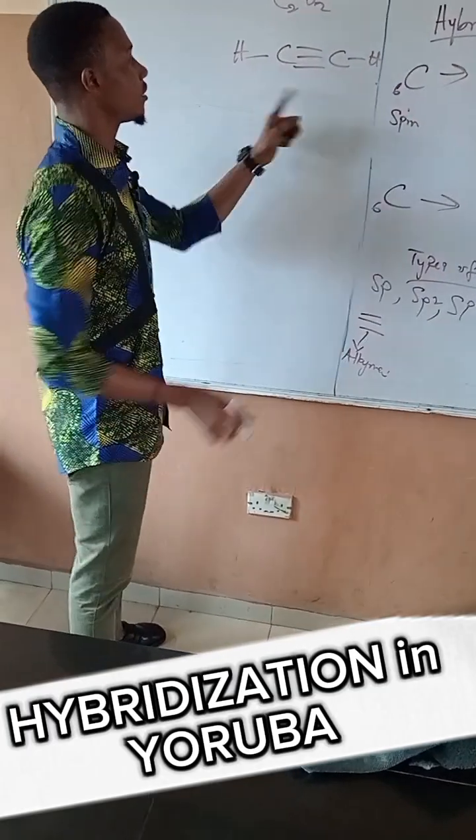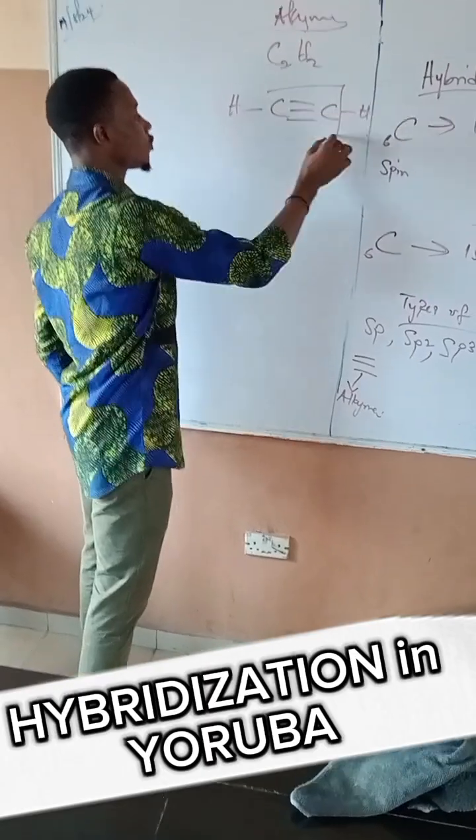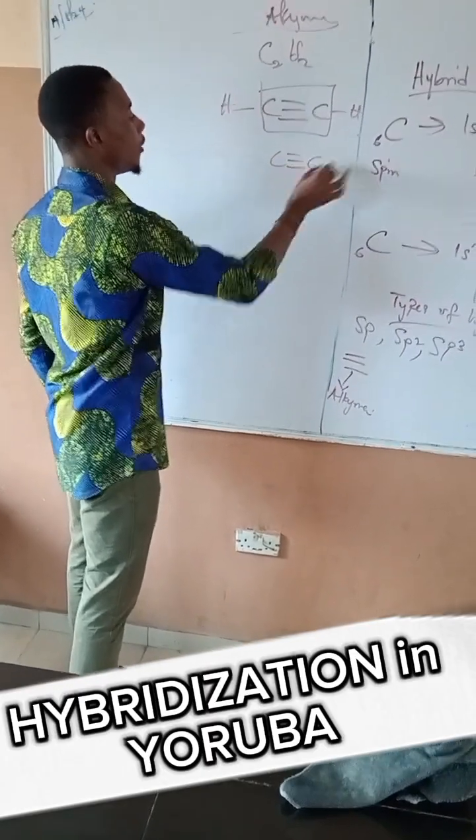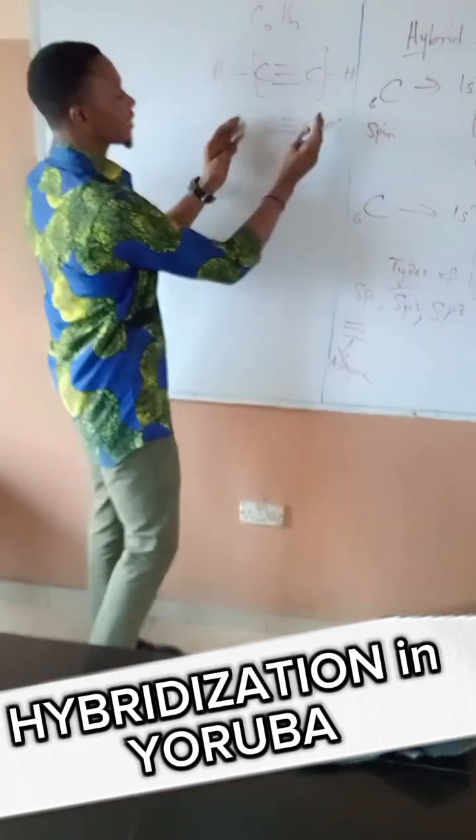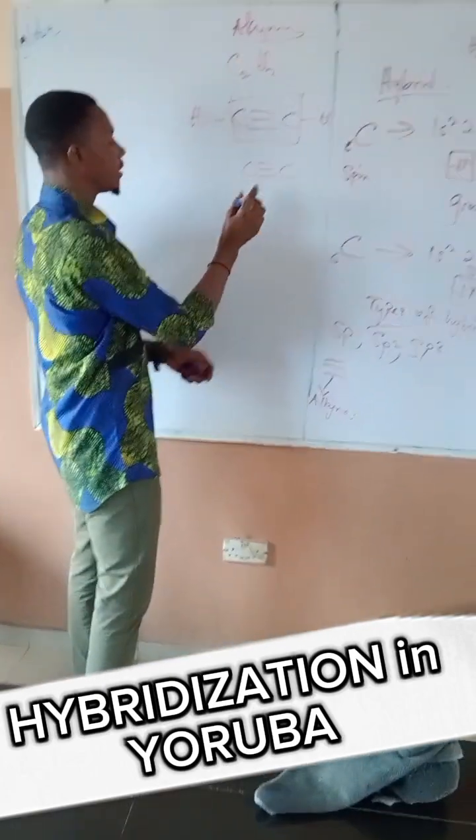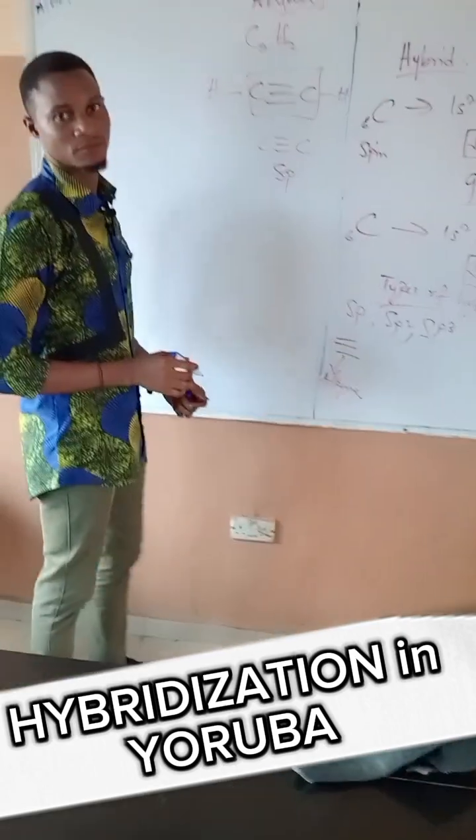So with that, we can have the structure to be like this. H, C triple bond C, H. This is what we are considering. So the type of hybridization here is sp hybridized.